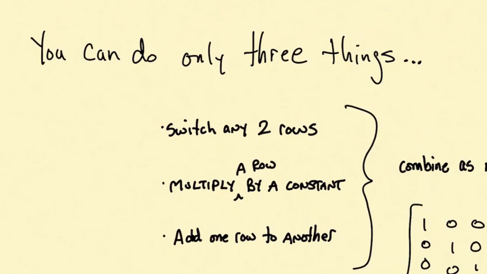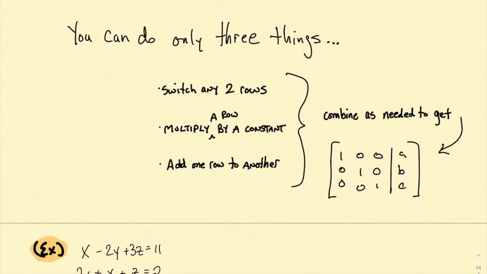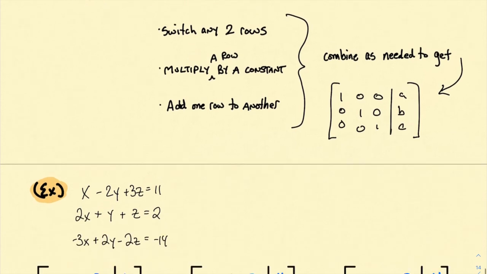You can only do a few things with systems and matrices though. You can switch any two rows around. You can multiply a row by a constant, and that constant can be negative or positive. It can be a fraction, a decimal, or a whole number. And you can add one row to another, which means you could also subtract one row from another.